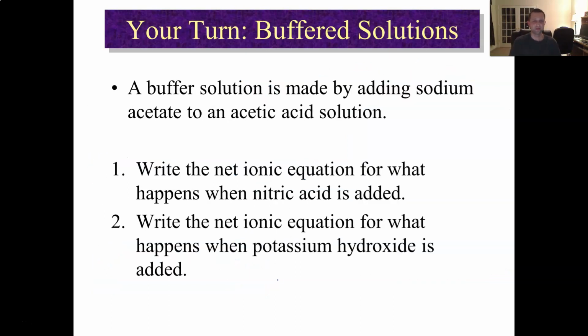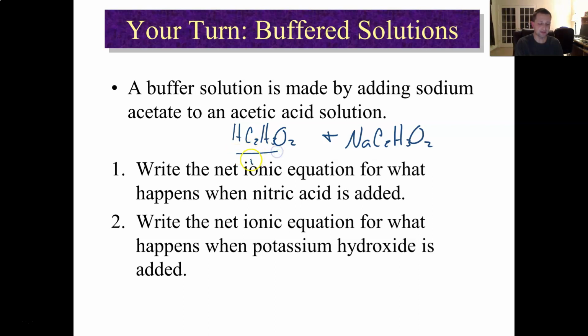Okay, here's another example that you can try. This is a buffer solution with sodium acetate and acetic acid. So acetic acid is HC2H3O2, and sodium acetate is NaC2H3O2. So we do have a buffer solution here. You have your weak acid, acetic acid, and you do have your conjugate base.